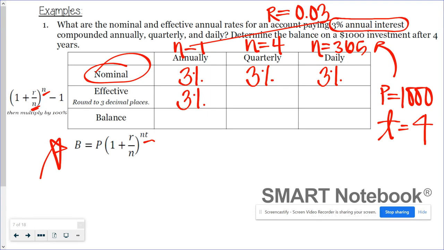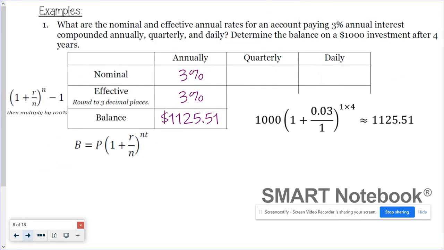And then I'm going to use this formula to calculate the balance on a $1,000 investment after 4 years. So let's see what it looks like for annually, because I already did the math. I ended up with a balance of $1,125.51. And all I did was type the given information into that balance compound interest formula. So let's check out quarterly.